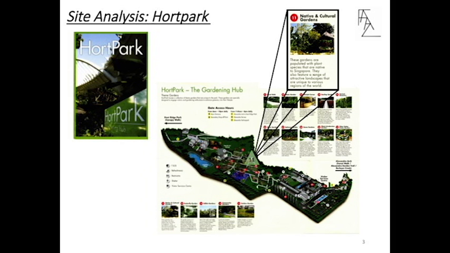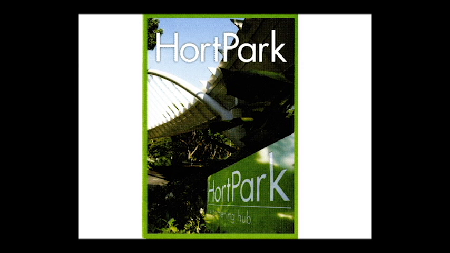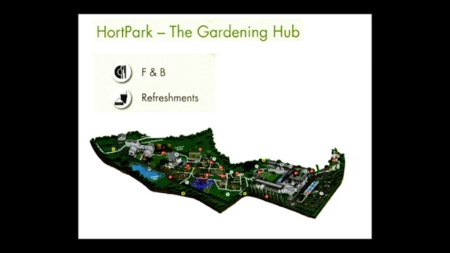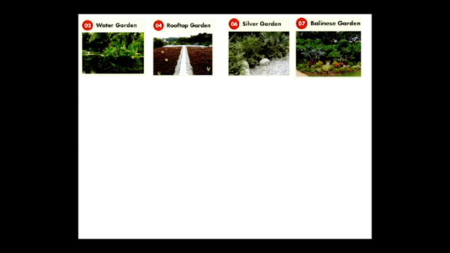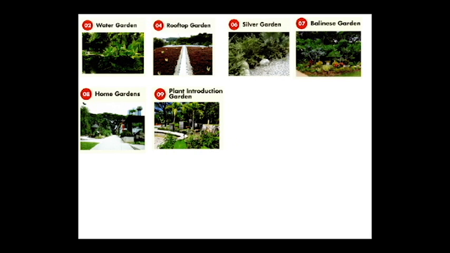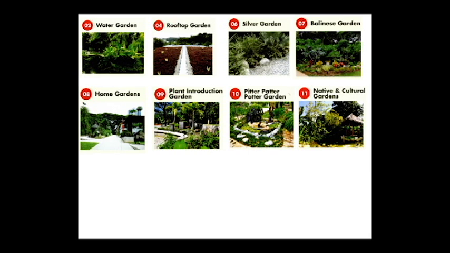Okay, so as for slide 3, we created an analysis of the hot park for our integrated primer. The hot park is basically made out of various spaces that are sectioned out into 12 gardens and other functional spaces including food, beverage, refreshment, toilet and shelter. Those gardens are the water garden, rooftop garden, silver garden, native garden, home garden and many more.